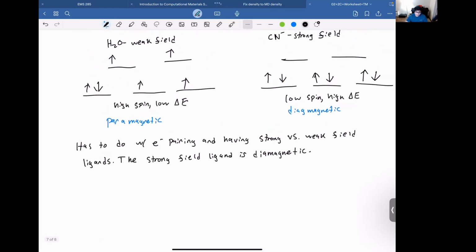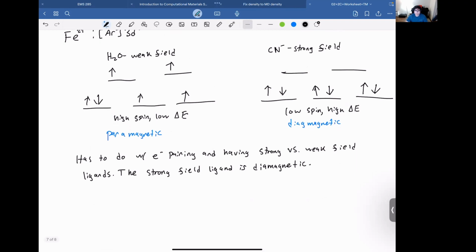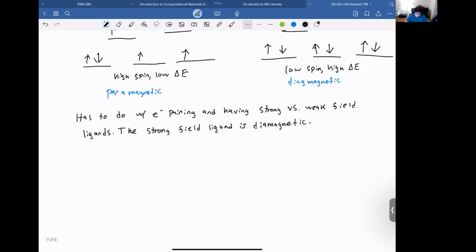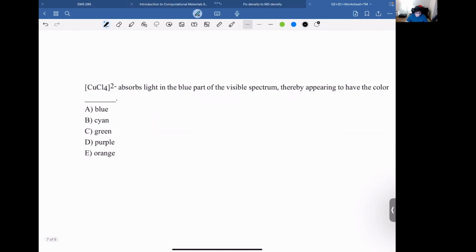Basically, if you have something that is high spin, or a low gap in energy, you would have to have enough electrons to fill up all the orbitals. So you would need 10 here. Otherwise, it's not paramagnetic.